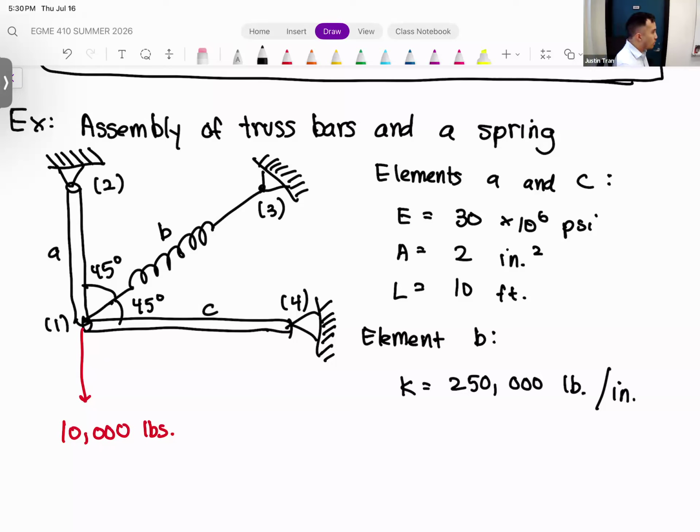For this problem, what we want to do is compute, we only have one node here that's free, right? Every other node is fixed. And so we want to find out how much node 1 is going to deform in response to this.